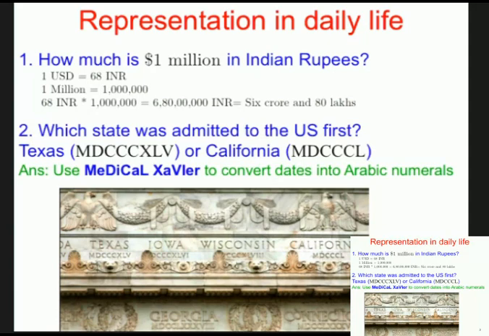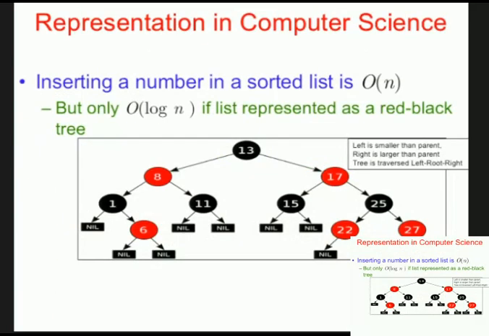And you can now convert this MDCCCXLV using this notation. That's 1,000 and that's 500 and so on. You see that is 1,845. Texas was admitted in 1845. Then you can do the same thing with California: 1,500, 1,800, 1,850. Okay, Texas came in before California. So it's a representation. Representation is a daily thing we do. Rupees, dollars, all kinds of things we're converting every day using our brain, right?